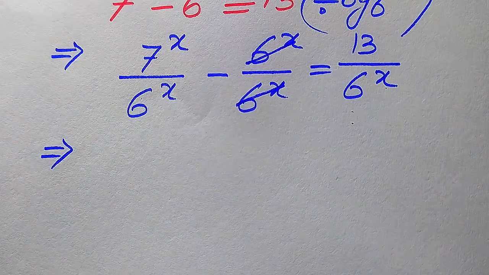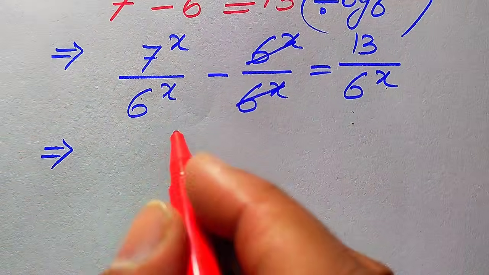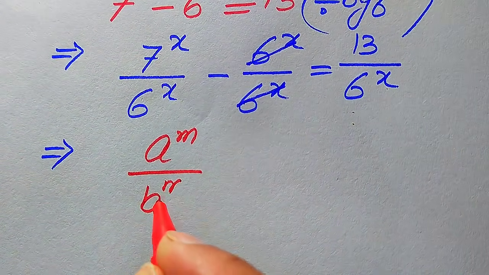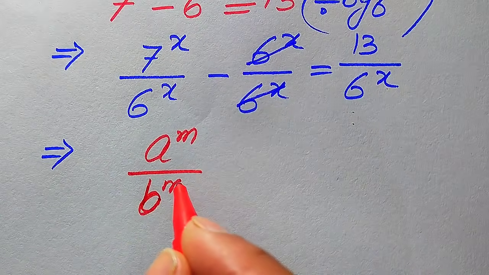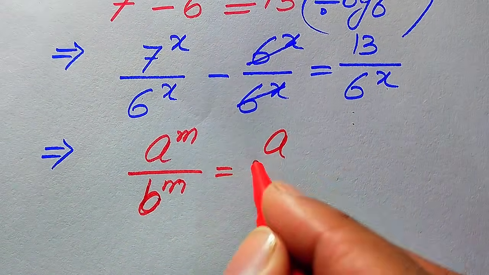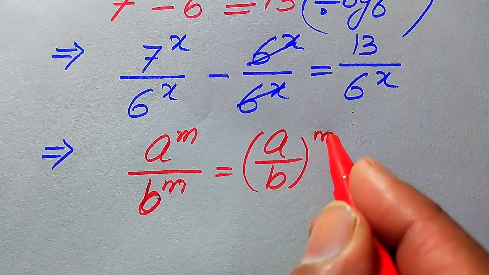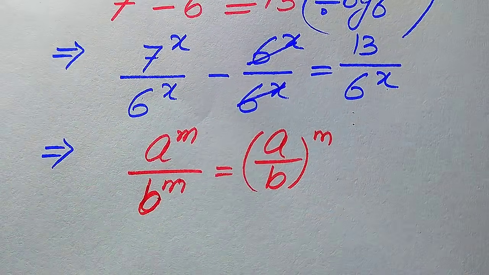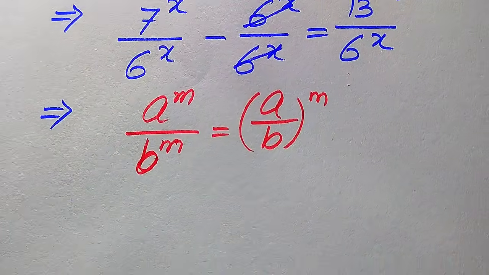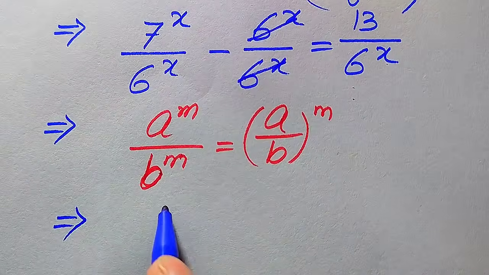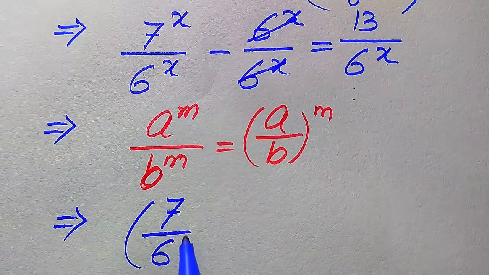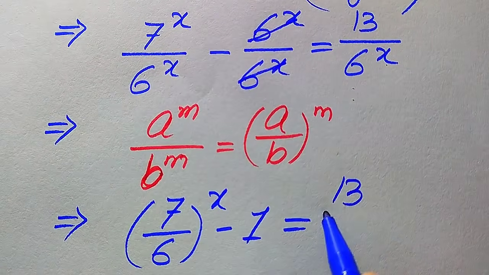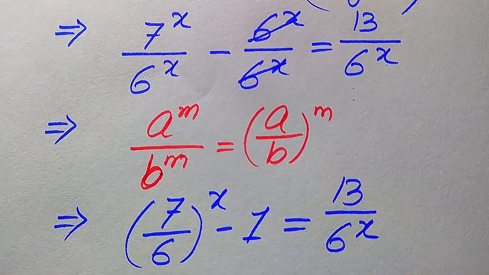And now in the next step we have this 6 to the power of x and this 6 to the power of x cancelled out by each other, and here we use the nice exponential law. You know that a to the power of m divided by b to the power of m is equal to a divided by b, whole to the power m. So according to this rule, we combine the exponents of these two terms, and after using this rule, our above equation is written as (7 over 6) to the power of x minus 1 is equal to 13 divided by 6 to the power of x.